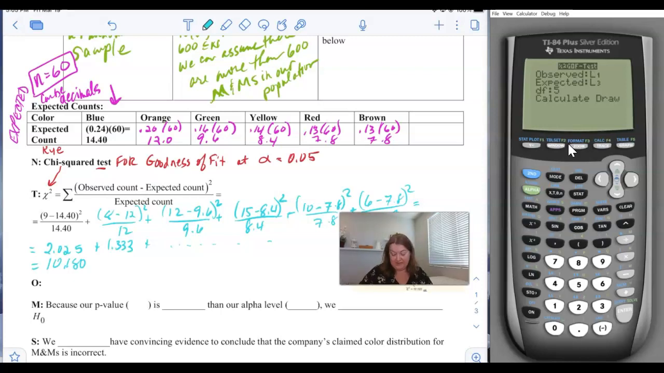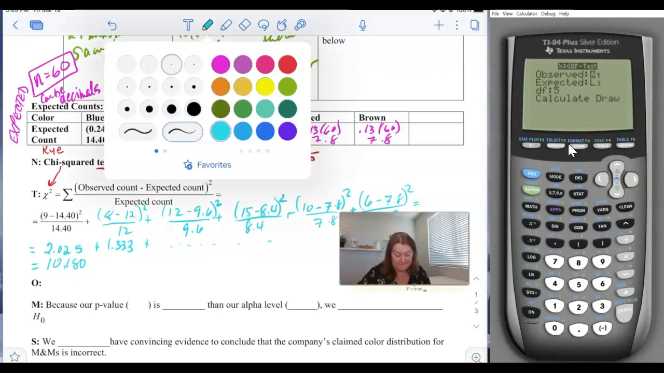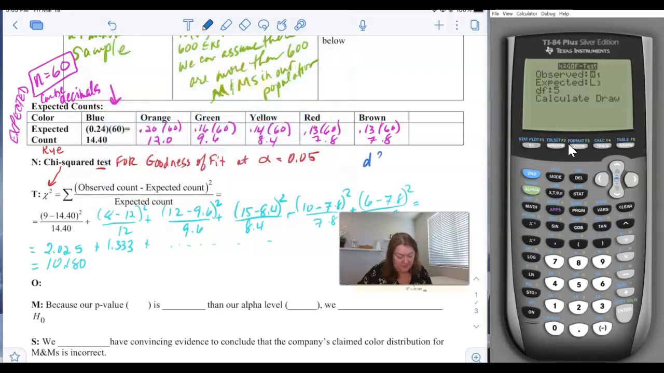So degree of freedom in this case is going to be number of colors minus 1. So it's the categorical, how many categories do we have? And in this case it was 6 minus 1, so that is a degree of freedom of 5. Okay, and then I can go and calculate it. And it will give me all the important stuff. There's my 10.18. There's my p-value, it's a 0.07.